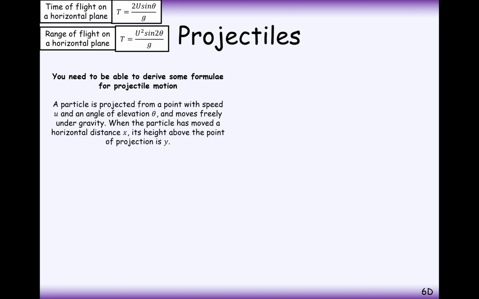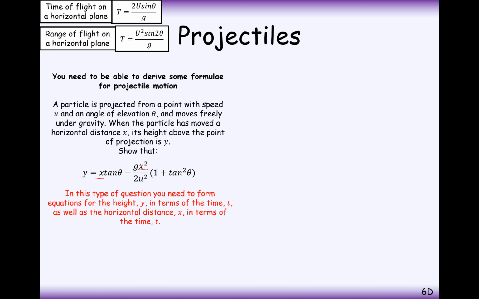A particle is projected from a point with speed u and an angle of elevation theta and moves freely under gravity. When the particle has moved a horizontal distance x, its height above the point of projection is y. Show that... and now we've got a really difficult formula here. It's in terms of x, and it's dependent upon the values u and theta, the initial speed and the angle of elevation, as you would expect.